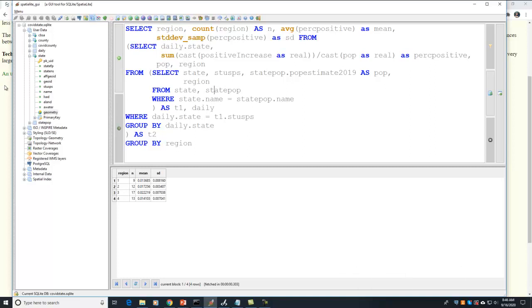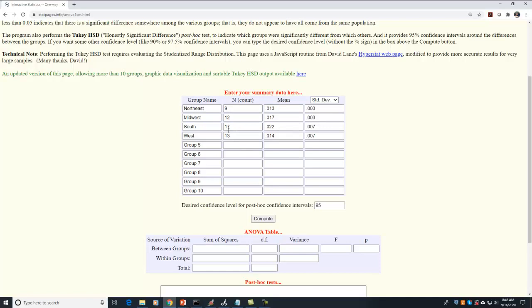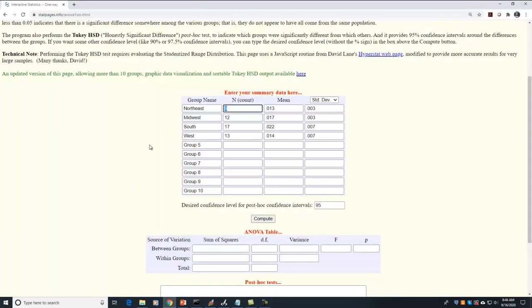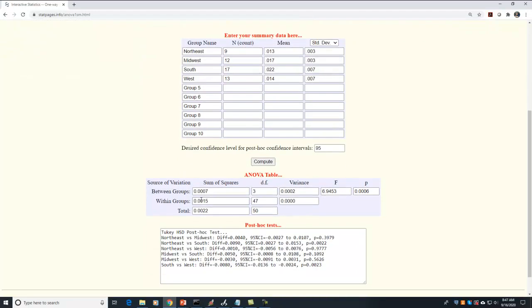So we'll go back to this page, and you can see these numbers here. So I just went in and I typed each individual one in, and I replaced where it says 1 with Northeast, 2 with Midwest, because I knew that, and this tells me the records that are in each of them. And now let's compute the analysis of variance table. And that's done.